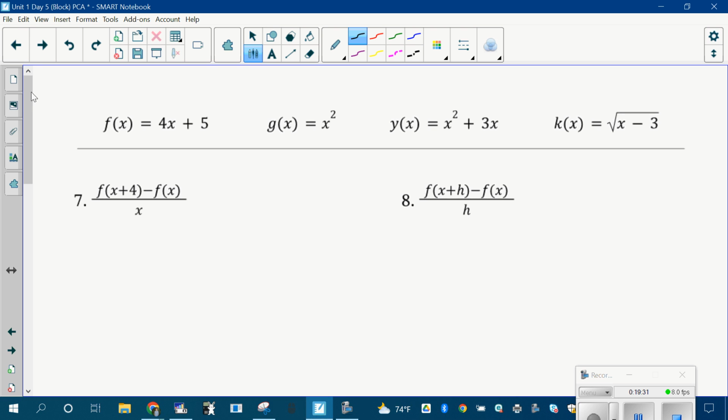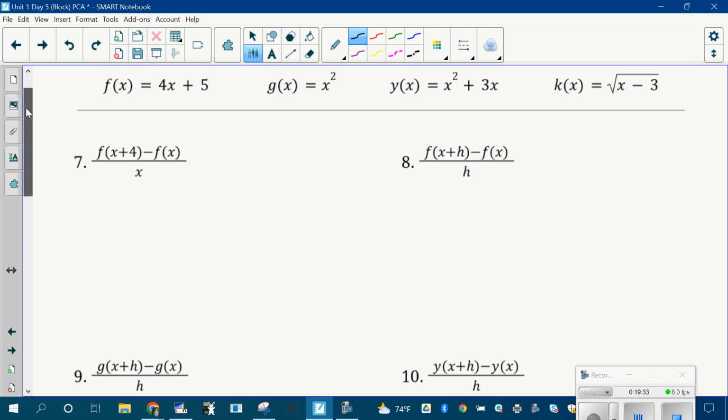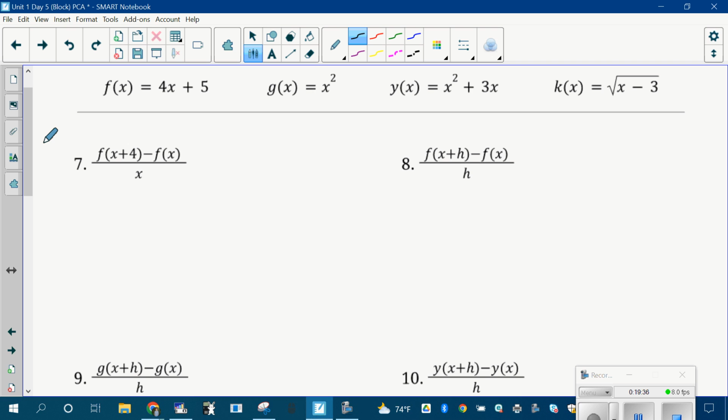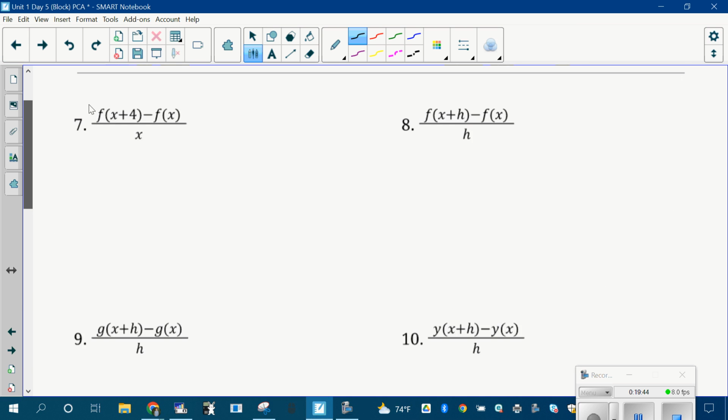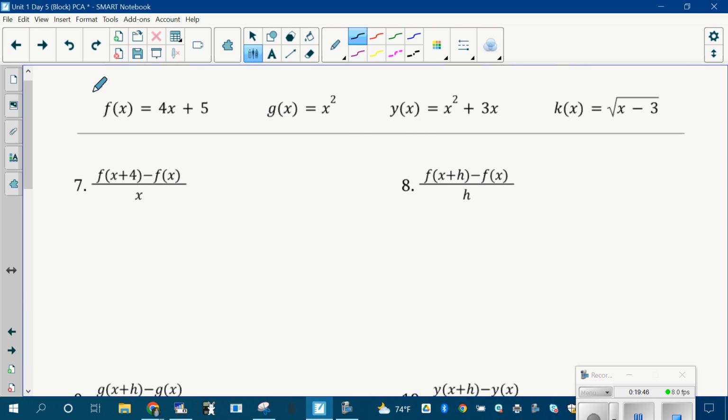Okay? I do want to do one example. Maybe I'll do example number 8. Yeah, I'll do example number 8 with you guys. On that page, I think we're on page 19. I'll do this practice problem with you guys. Ready? F of x plus h minus f of x all over h. This looks complicated. I promise it's not too bad. Let's break it down into 3 parts.